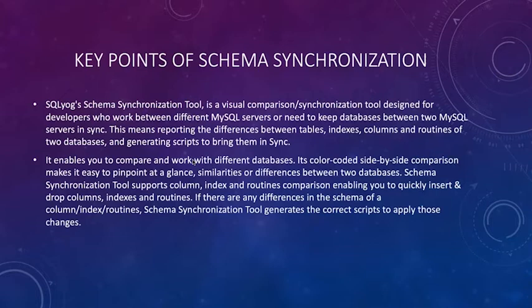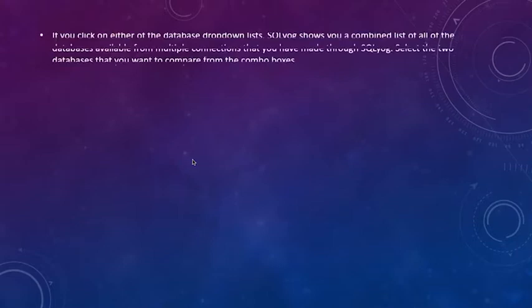Now it helps you to compare with different databases. It helps you to quickly insert and drop columns if there are any differences in schema of any kind of columns or routines. Schema sync tool generates the correct scripts and applies those changes. Again, as I mentioned before, you can just press Control Q to initiate schema sync.